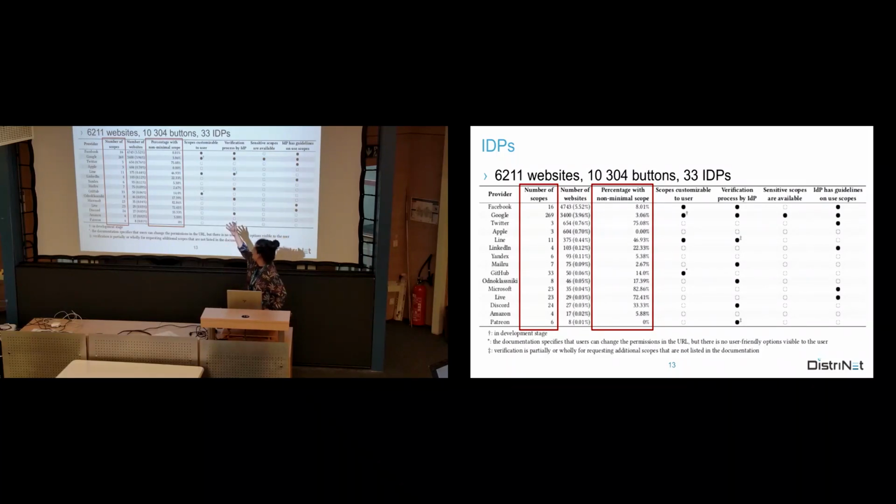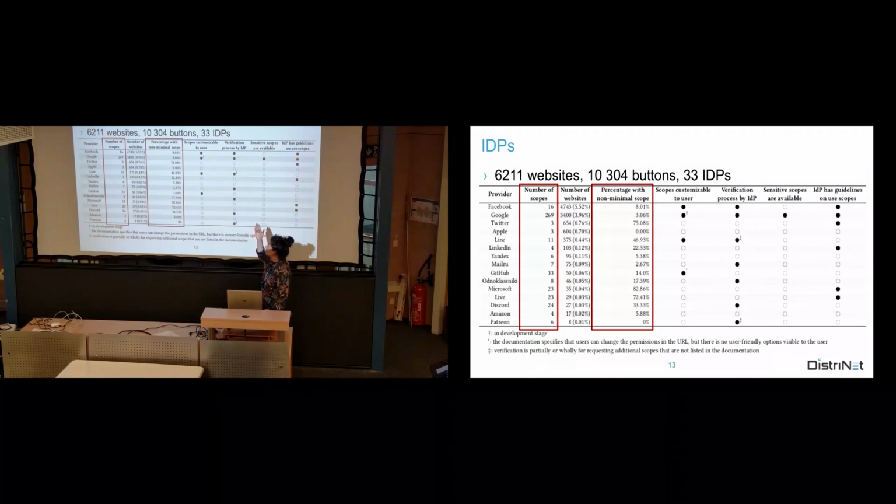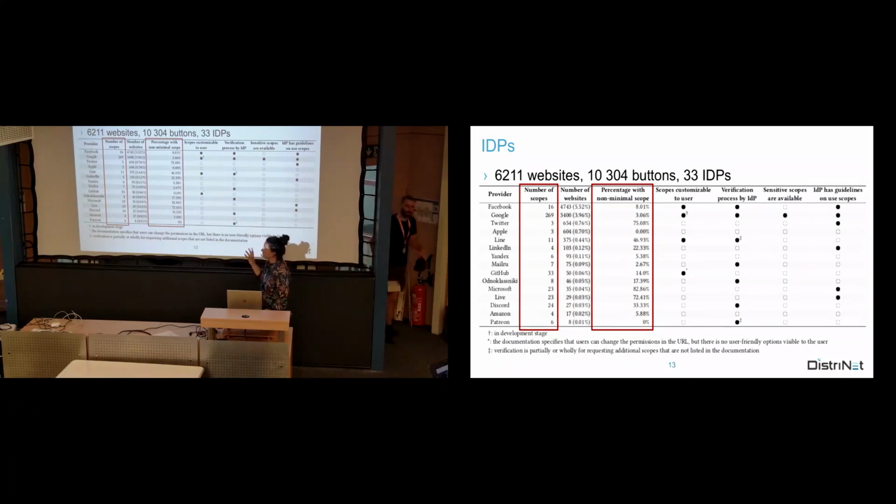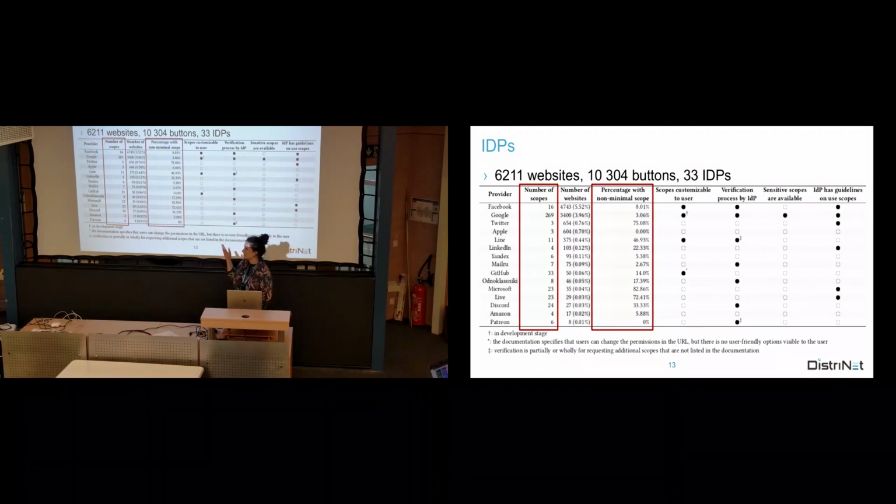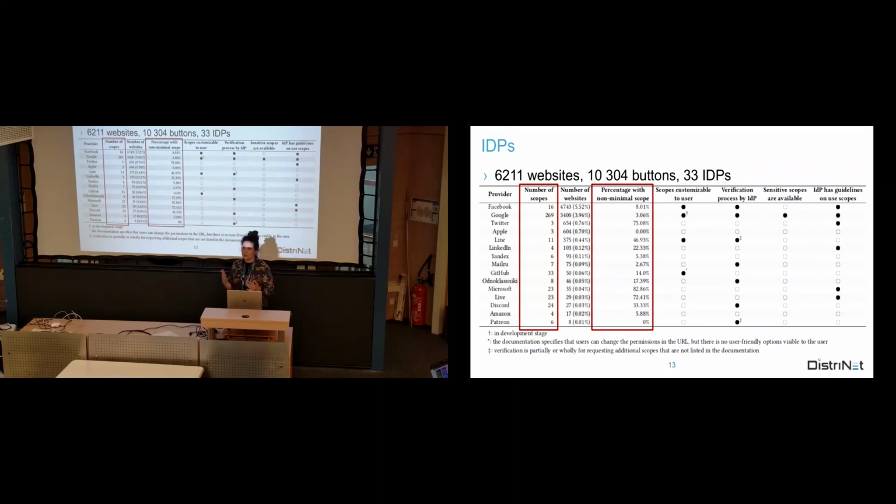And in the other highlighted column, we see the number of websites which request a non-minimal scope with this specific identity provider. And we already see a difference here because for Google, it's only 3%, while for Facebook, it is much higher, namely 8%. So this could be due to the use of certain SDKs or because of the fact that Google's documentation for scopes is not very straightforward for the average developer.